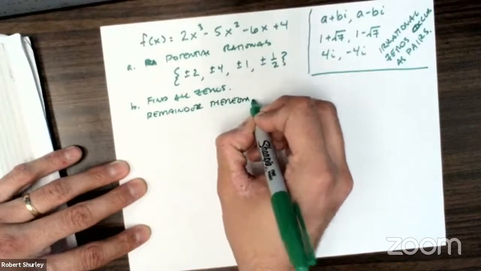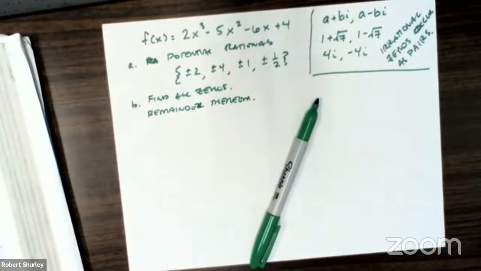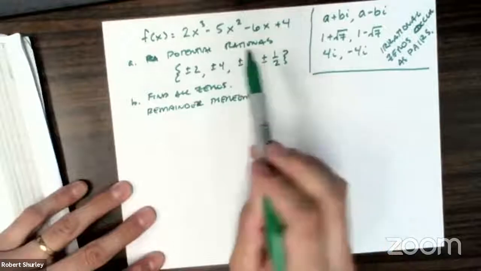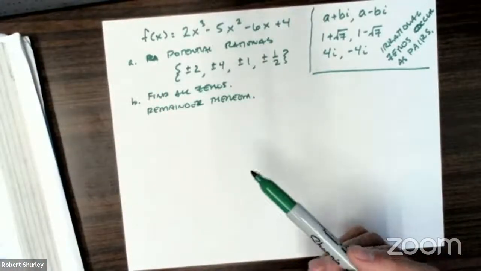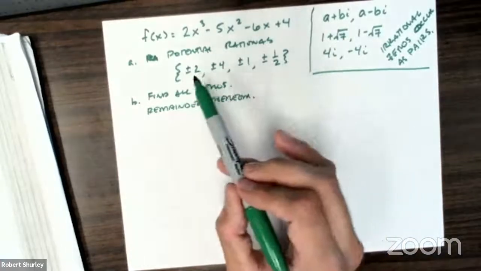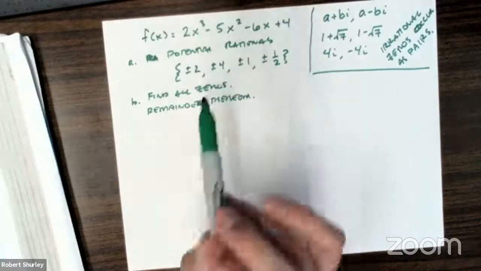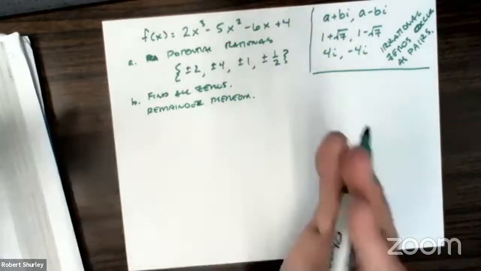Remember, the factor theorem told us if we plug in a potential zero and we get back 0, it means that we're at a zero. If we plug one of these potentials into our function and we get back 0, it means that potential is actually a zero, okay? So let me show you what I'm talking about.